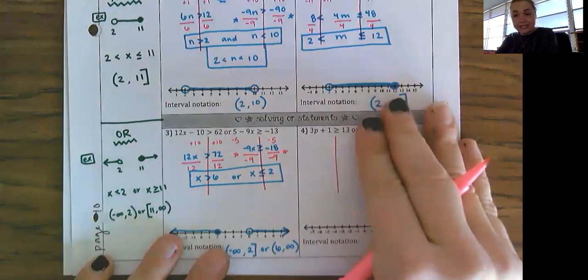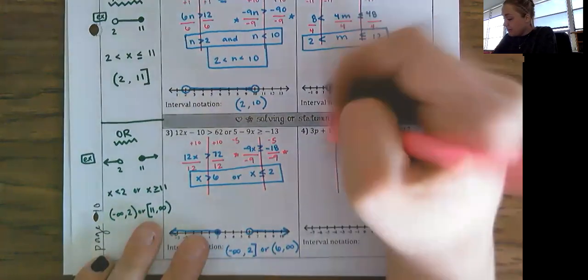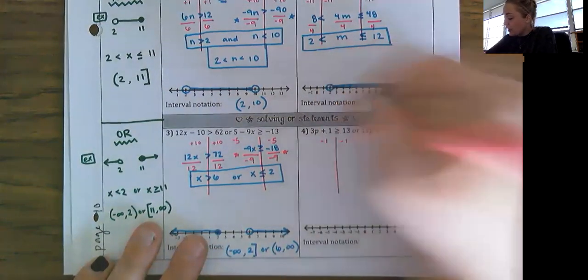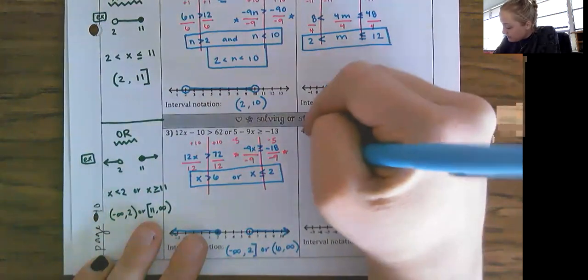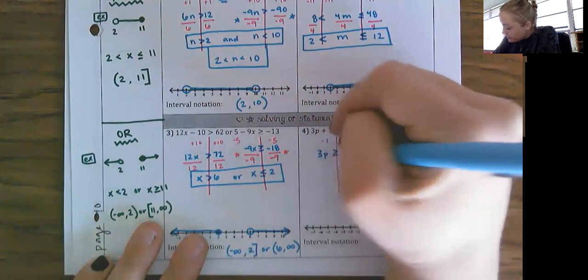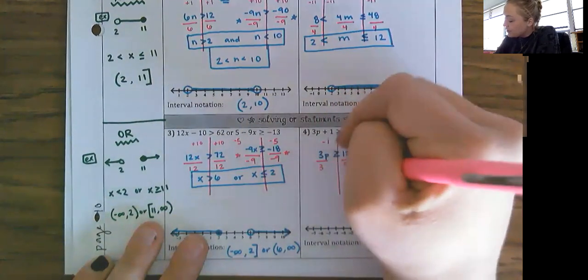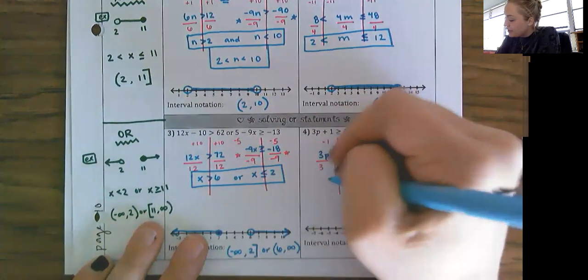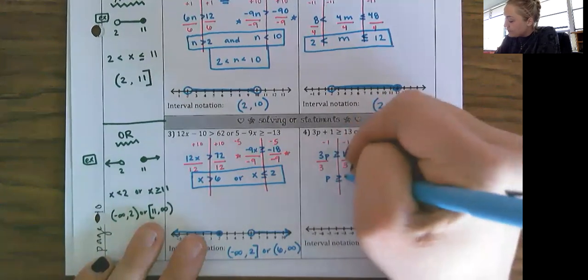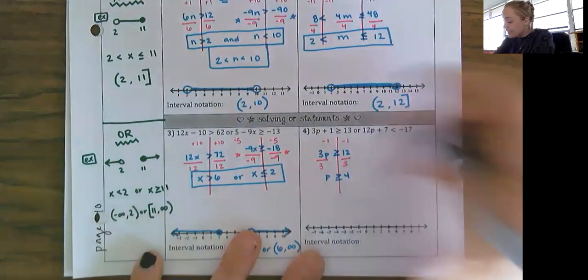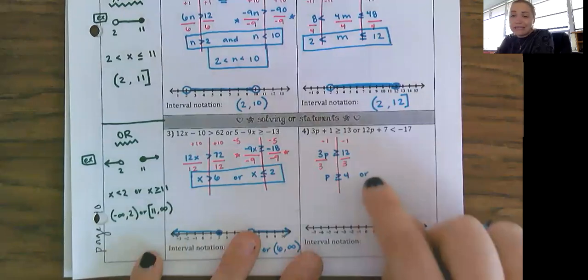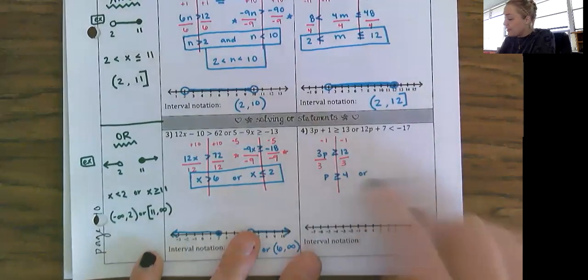Remember, I'm going to ignore the second inequality. I'm going to begin on this first inequality by subtracting 1. So I have 3p is greater than or equal to 12. Last step, dividing by a positive 3, so the inequality stays greater than or equal to, and that is 4. Now remember, this is an or statement. I've got to put that word or there, otherwise I will forget later.